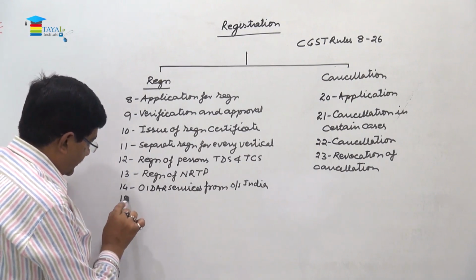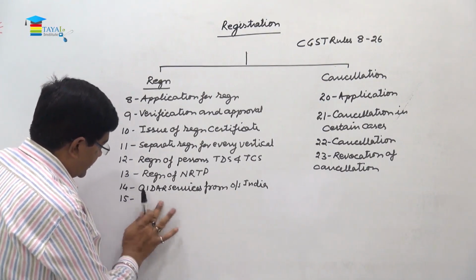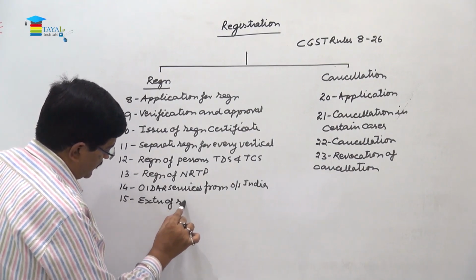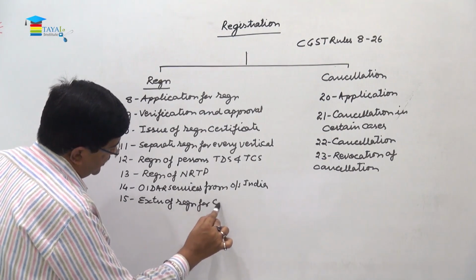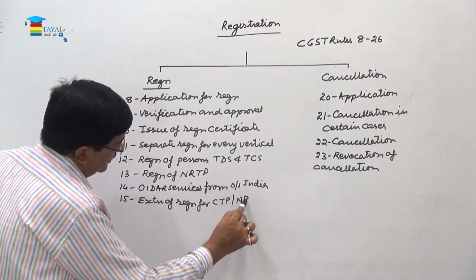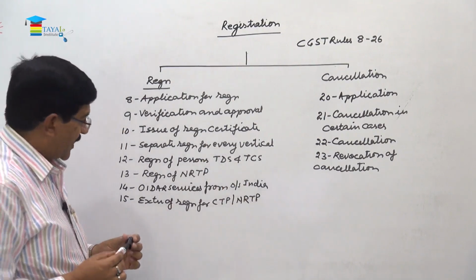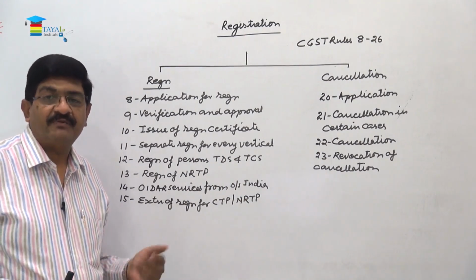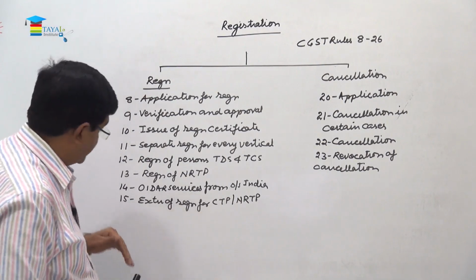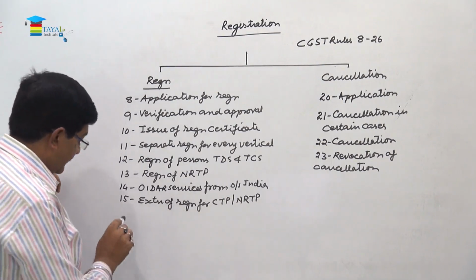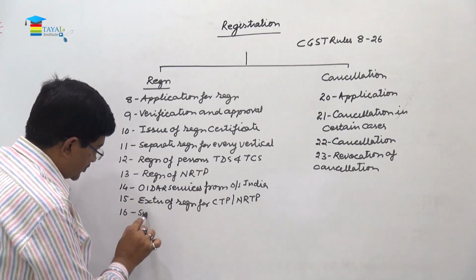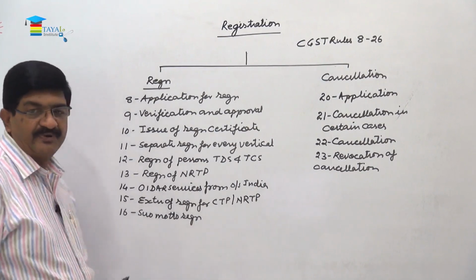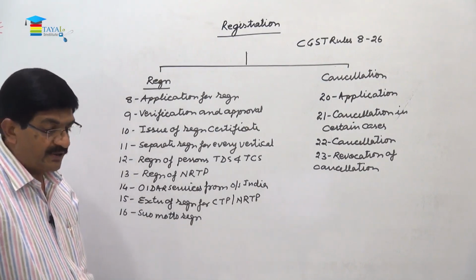Then rule number 15, this is extension of registration for casual taxable person as well as non-resident taxable person. So prima facie their registration is valid for a period of 90 days, but if required that can be extended for another period of 90 days. So this is relating to that extension of the registration. Then rule number 16, this is talking about suo motu registration. The officer can register the person by himself, and then the person should apply properly for getting the registration done.